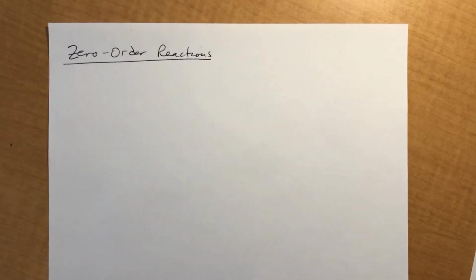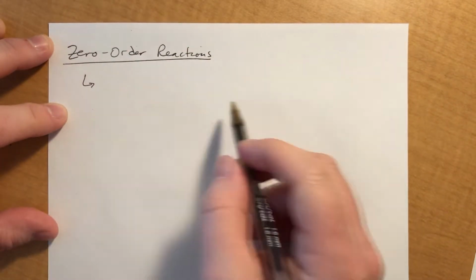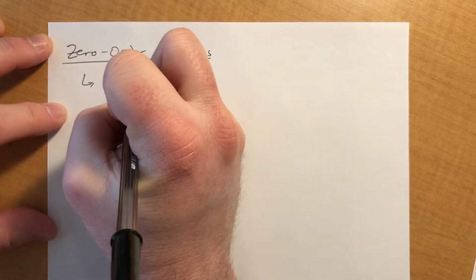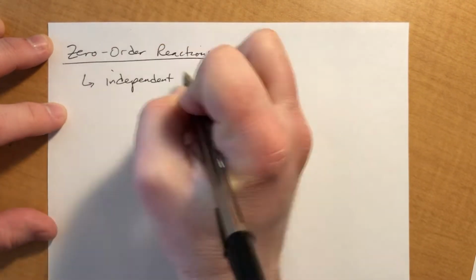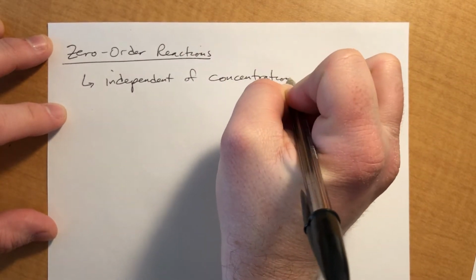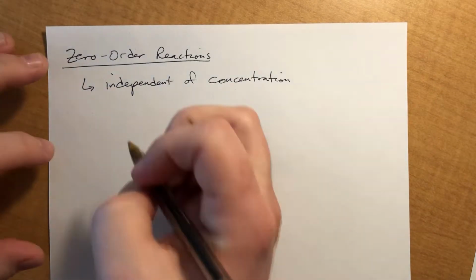All right, in the last video, we learned about first order reactions when we started talking about integrated rate laws. We're actually going to talk about zero order reactions next. They're a little weird. These ones are actually reactions where the rate is independent of concentration. That's a little unusual, but definitely not unheard of.